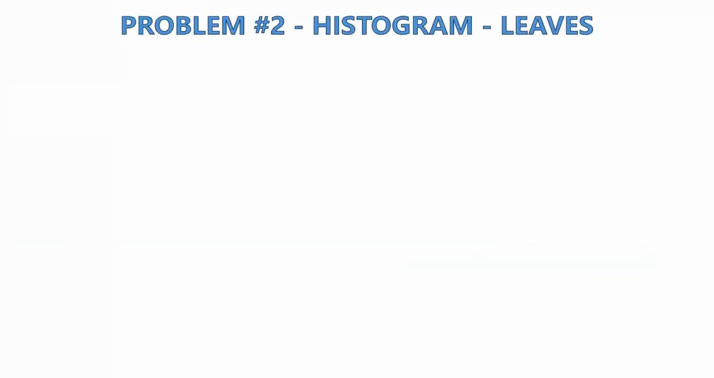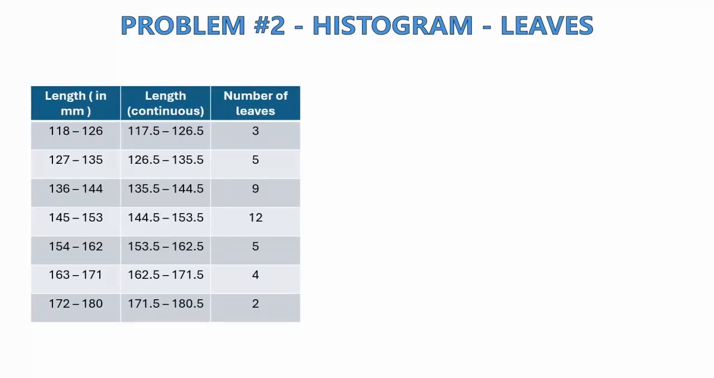Let's look at problem number 2, where we want to draw a histogram of leaves lengths. So length of the leaves. So we have got the length, let's say 118 to 126. There are 3 leaves among all the leaves we collected. 127 mm to 135, there are 5 leaves. 136 to 144 mm, there are 9 leaves, and so on and so forth.